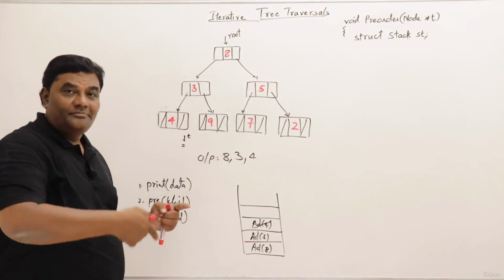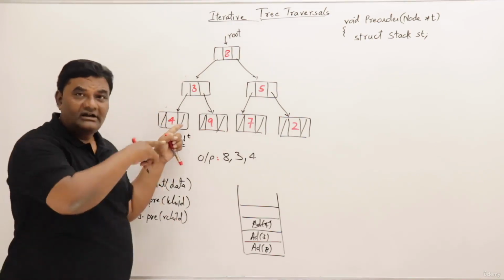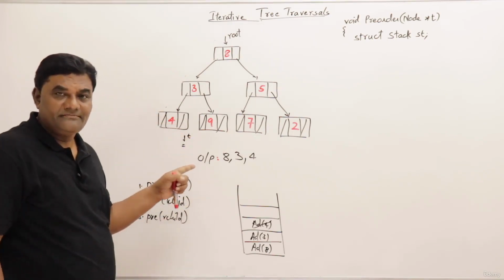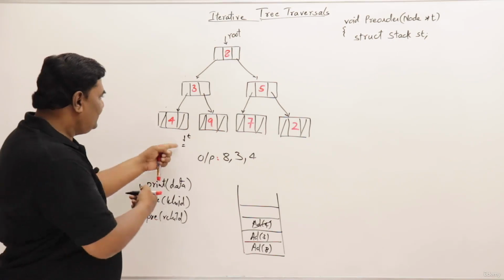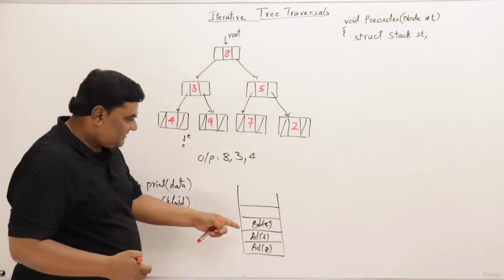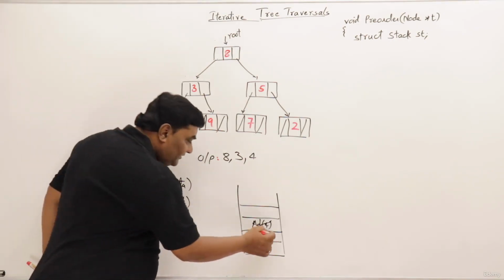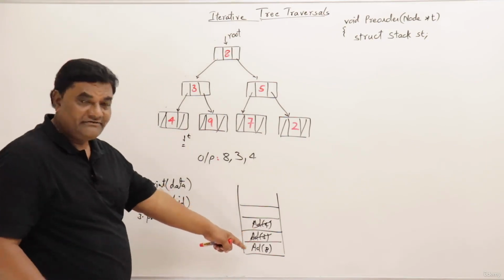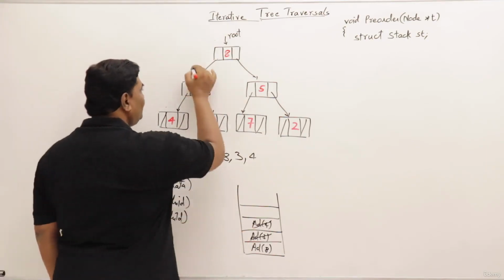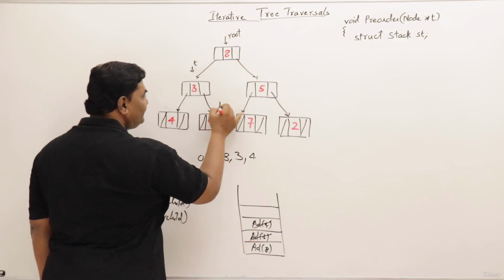So the step is pop out, go to that node and move to its right child. Then continue. Again null. See, T is null, but the stack is not empty. Pop out an address. That's what? Address of 3. Okay, go to this node. Then move to right side.